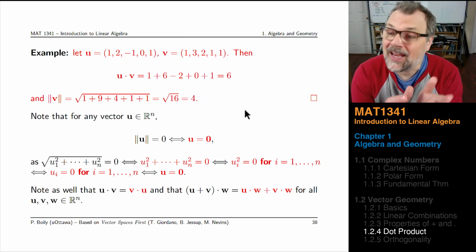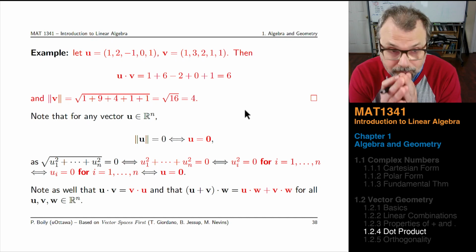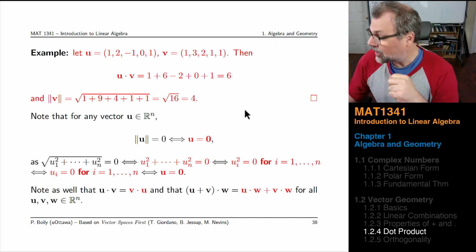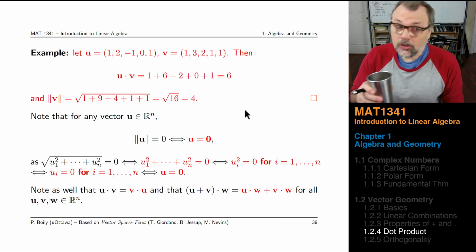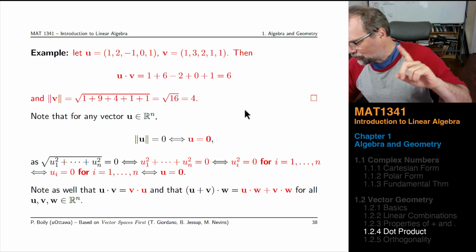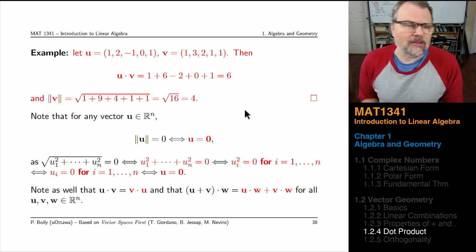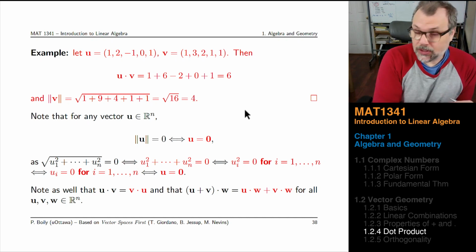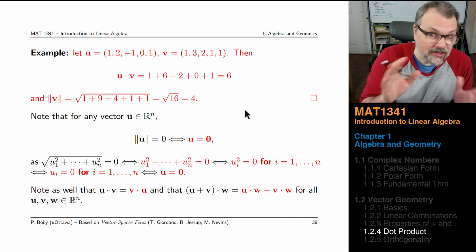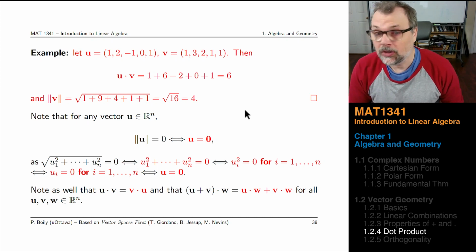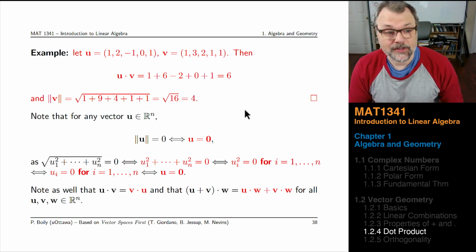The length of any vector has to be non-negative. It could be 0 though. But the only way for the length of a vector to be 0 is if the vector is 0 to start with. That's the only vector that has a length of 0. Any other vector than the 0 vector has a length greater than 0.